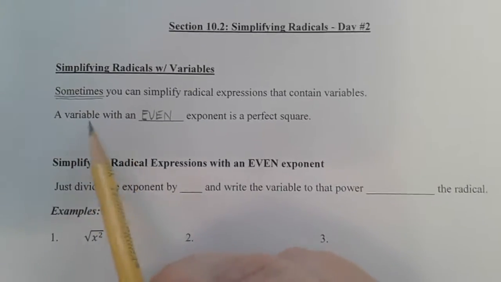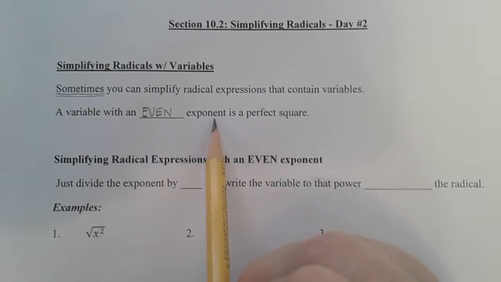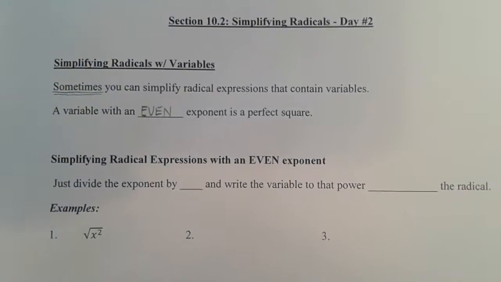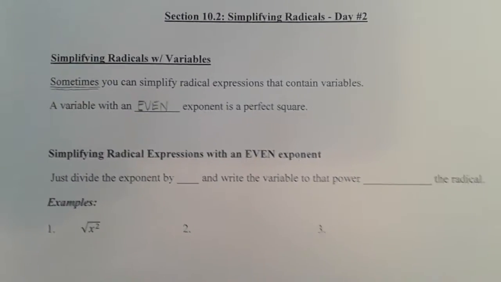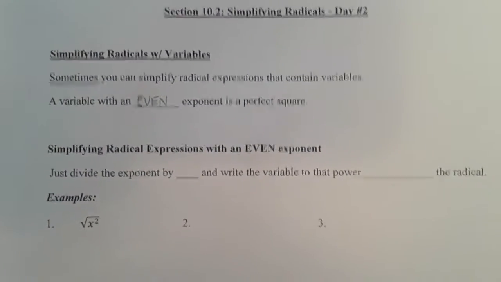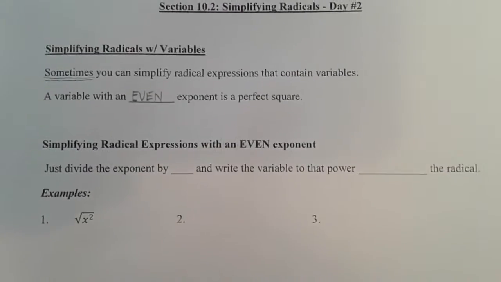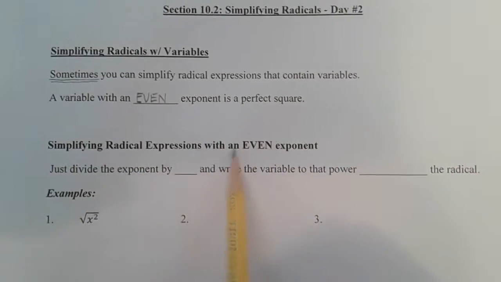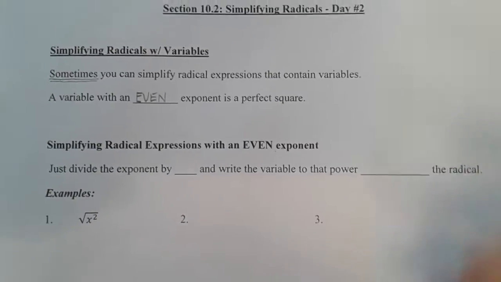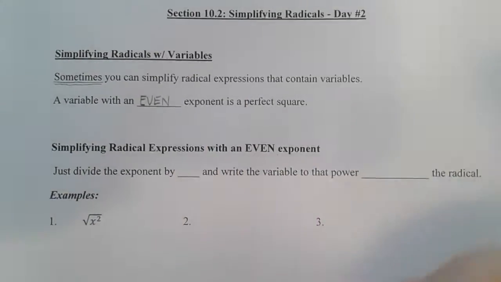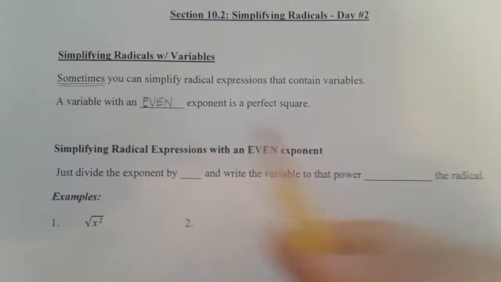Any variable that has an even exponent is always a perfect square. And that goes back to our properties of exponents. I'll explain when we get down into the examples. So when you're simplifying a radical expression that has an even exponent, like I said, that means it's always a perfect square, so we're going to be able to take the square root of it nice and clean.